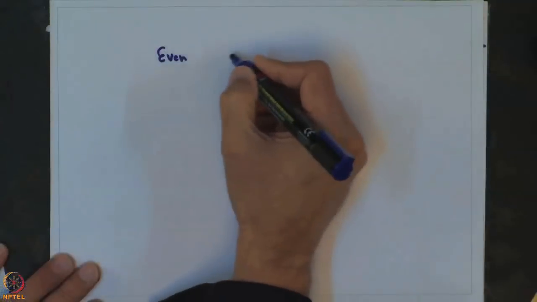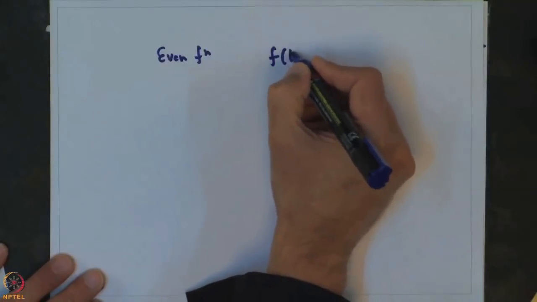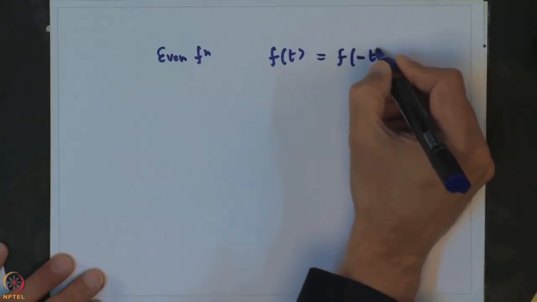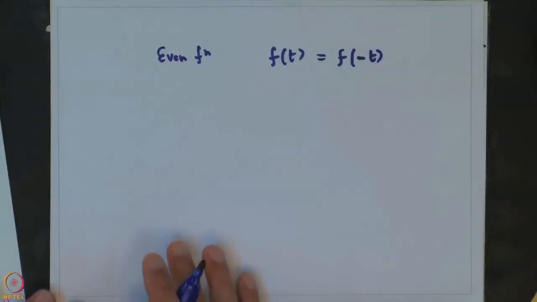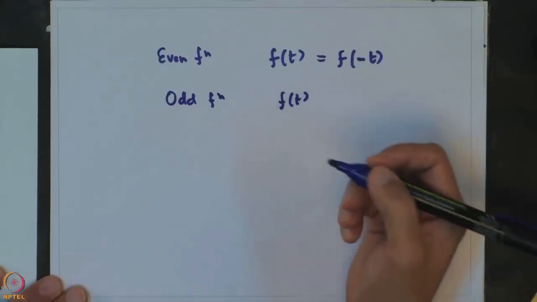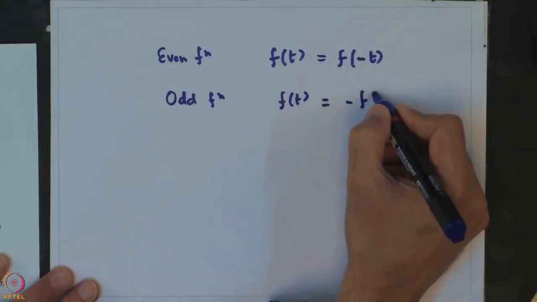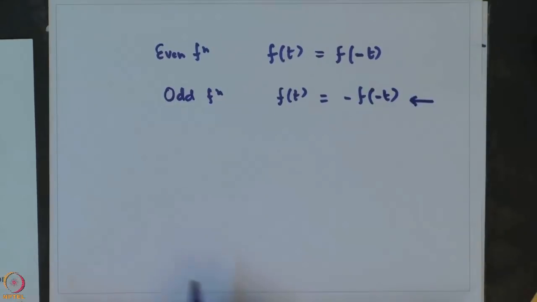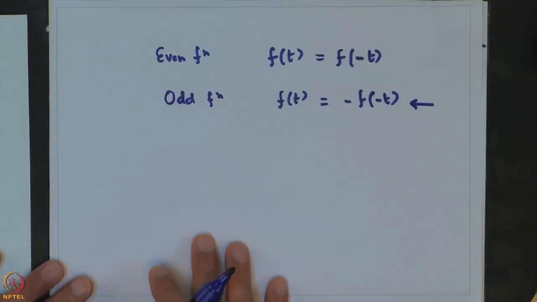So, a given function is even if f of t is equal to f of minus t, and the example for an even function is a cos function. So, we know that cos of theta is equal to cos of minus theta. So, this is the even function. Similarly, for an odd function, f of t is equal to minus of f of minus t. So, if that is the condition which a function is satisfying, then it is an odd function.